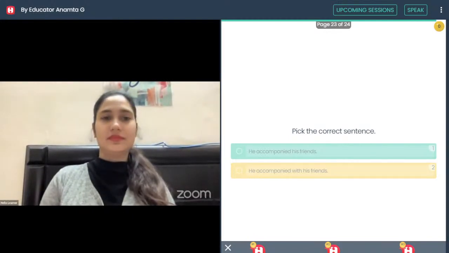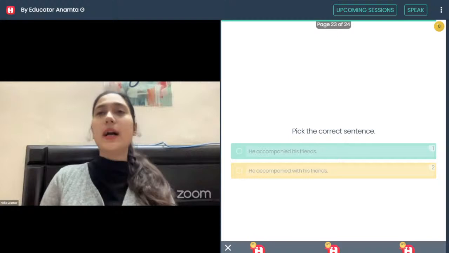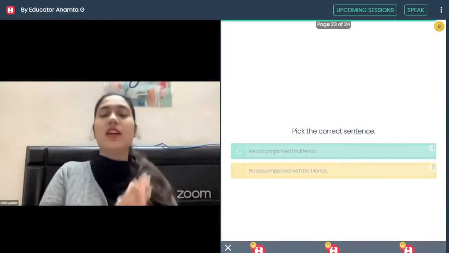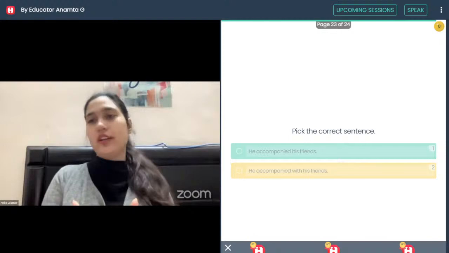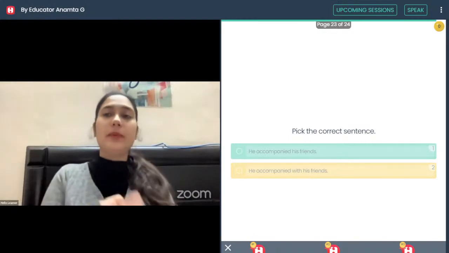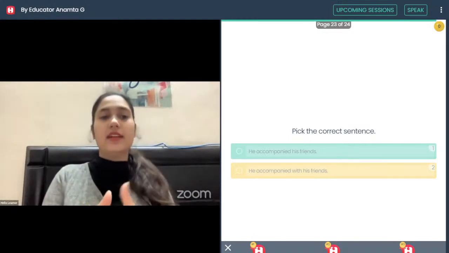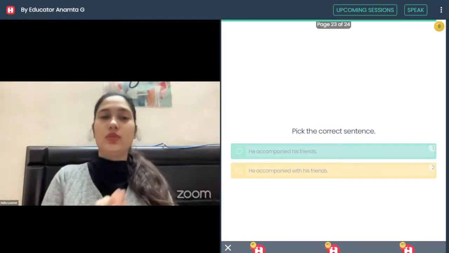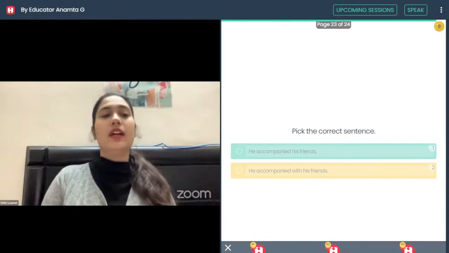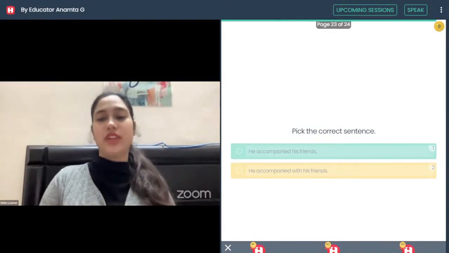He accompanied his friends. Yes, so guys, accompany means किसी के साथ जाना, किसी का साथ देना. तो उसके साथ with is not necessary to put, because accompany already means के साथ. So he accompanied his friends. उसने अपने दोस्तों का साथ दिया, वो अपने दोस्तों के साथ गया. Not he accompanied with his friends.